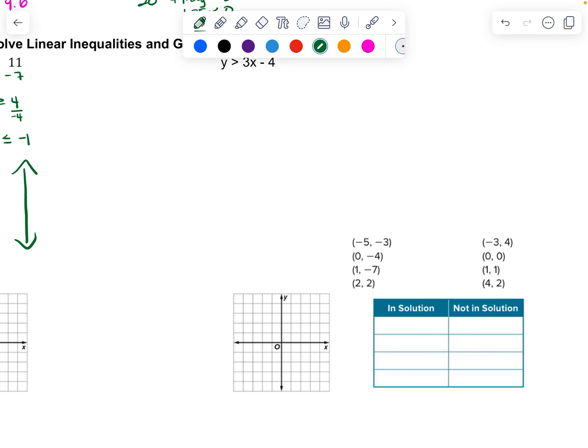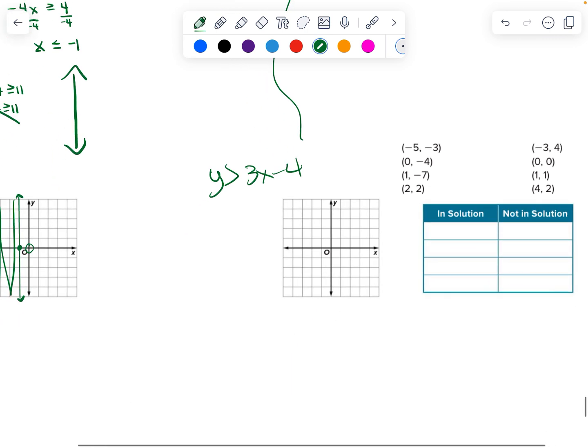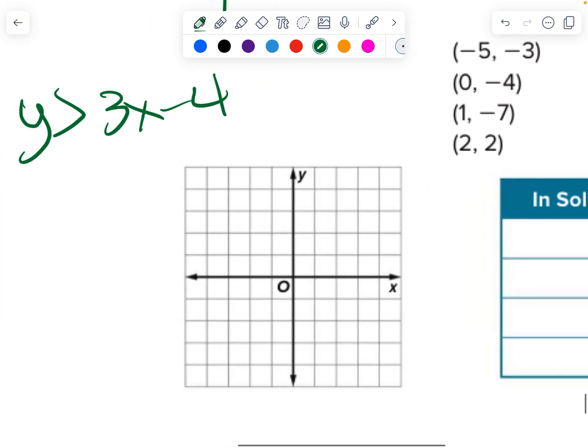Oh, I know what this is. So we're going to graph this. I'm going to bring it down here. Okay. Sorry, I had to remember what was going on. This is going to be a dotted line, so that's going to be there. 1, 2, 3 over 1.